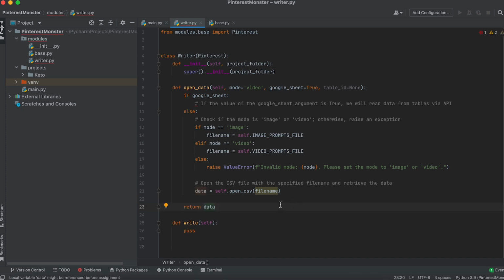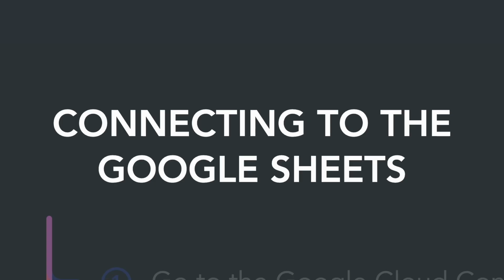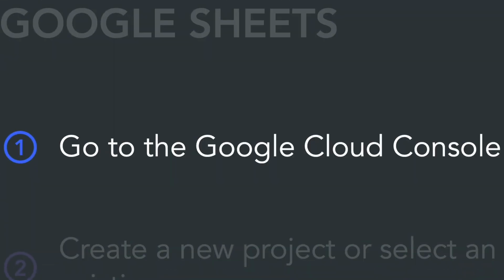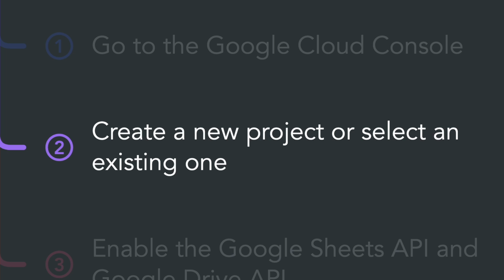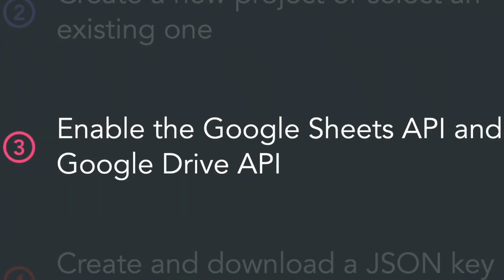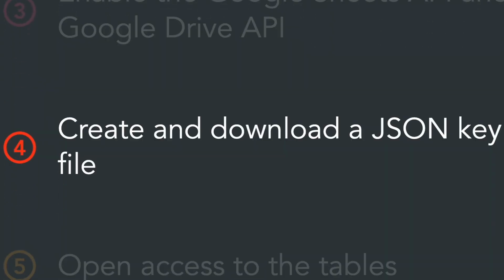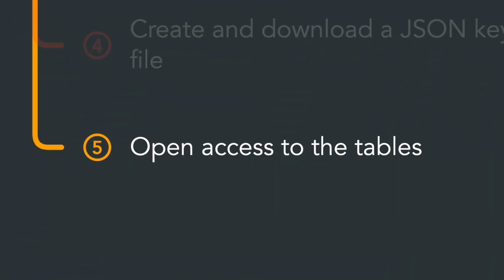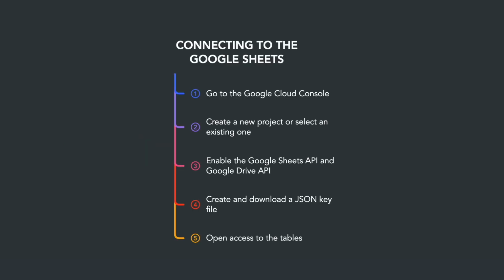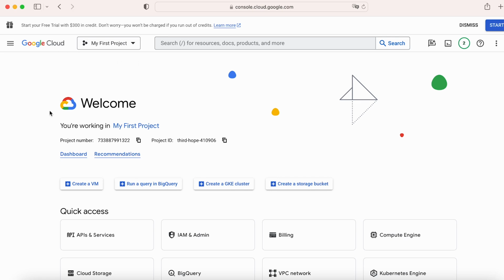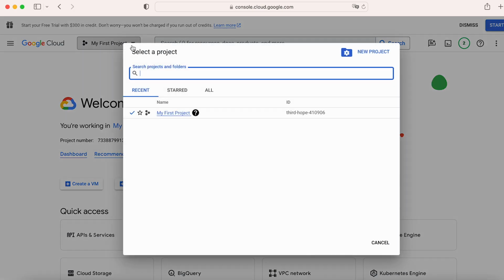Now let's implement the first part of the check. For connecting to the Google Sheets, we need to go to the Google Cloud Console, create a new project or select an existing one. Enable the Google Sheets API and Google Drive API, create and download a JSON key file, and open access to the tables. Let's go through these steps. Go to the Google Cloud Console.